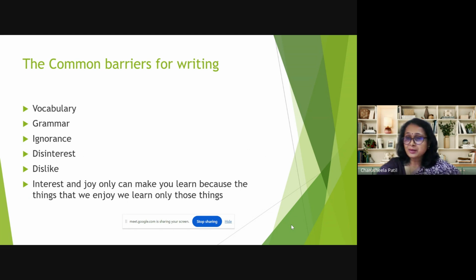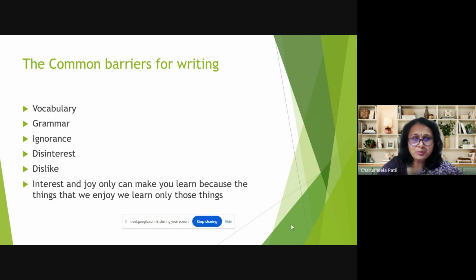First is vocabulary. They say, ma'am, we know many things, but we do not know how to put it on paper because we are running short of vocabulary. We don't know which word to use, or how to express the exact, appropriate feeling by using an appropriate word. That they face as a problem. Then grammar, especially when they write in English, they feel that grammar should be perfect when we write. So vocabulary, grammar, and ignorance: sometimes they are willing to write, but they don't know how. And sometimes, of course, disinterest.